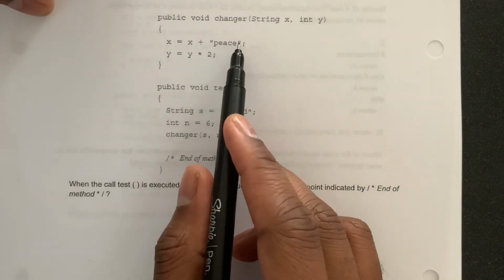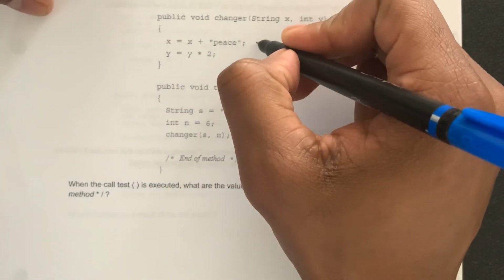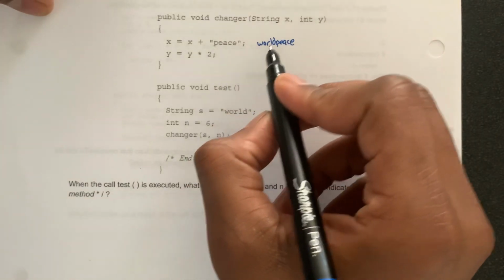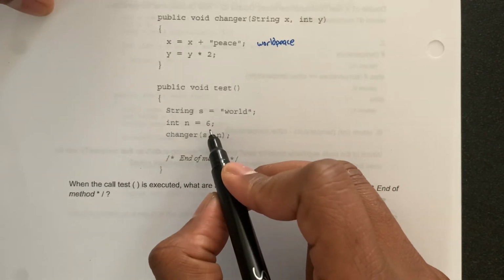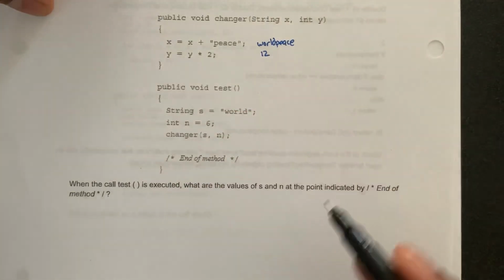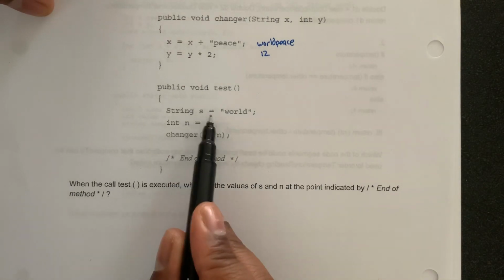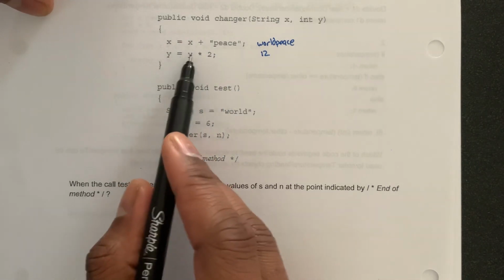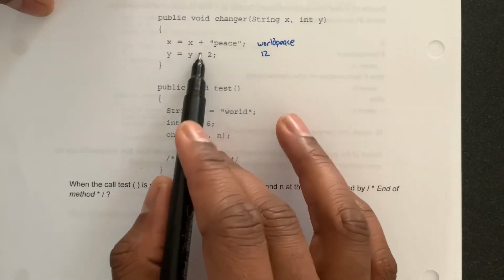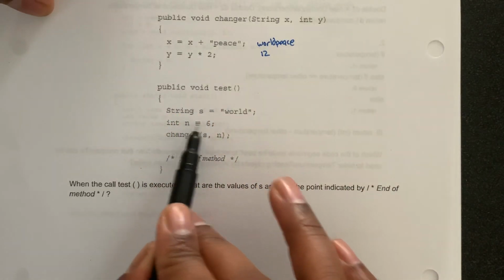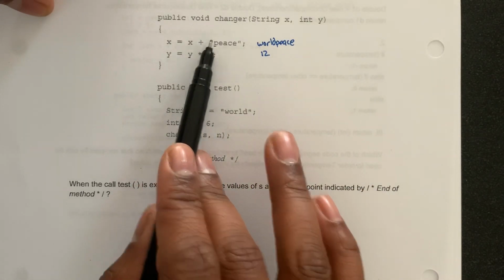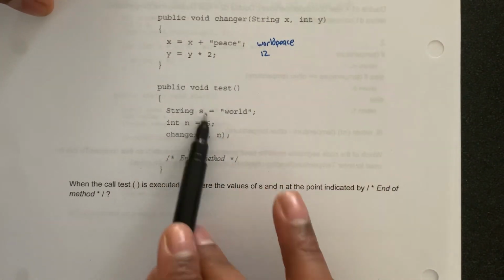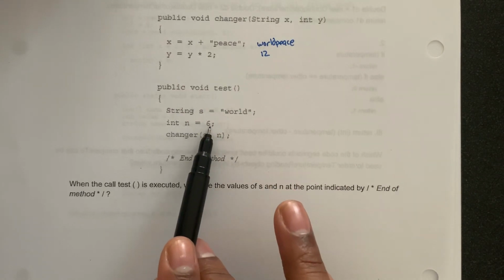Like inside this code, x is going to be world piece is what we're going to get. And then we're going to have 6 times 2, and so we get 12. But because s and n only live inside the method for test, they can't be changed outside of that method. These are like local variables, so they don't exist. S and n themselves don't exist inside the changer method. A reference to them exists inside here where we would still get world piece and 12, but doing that doesn't change the value of s and n here.